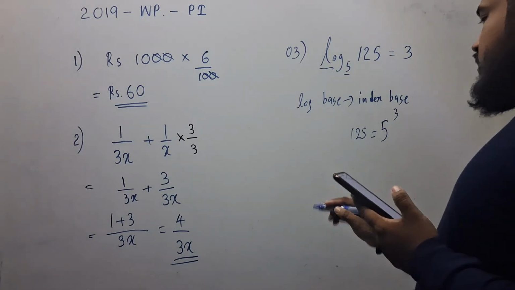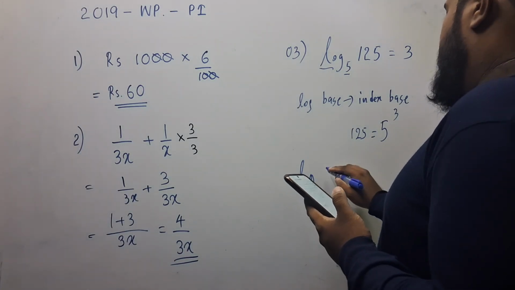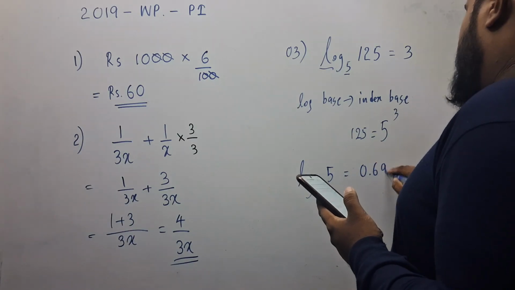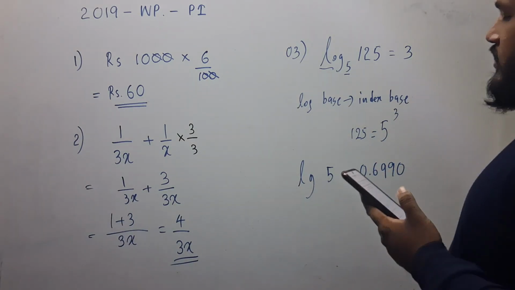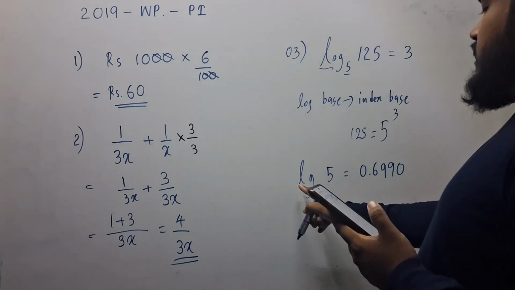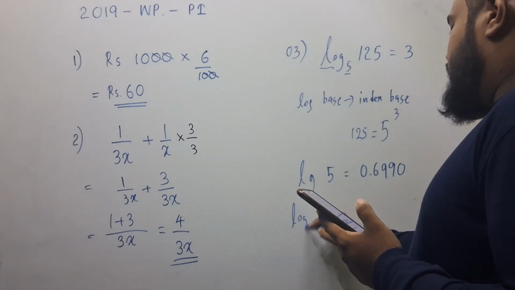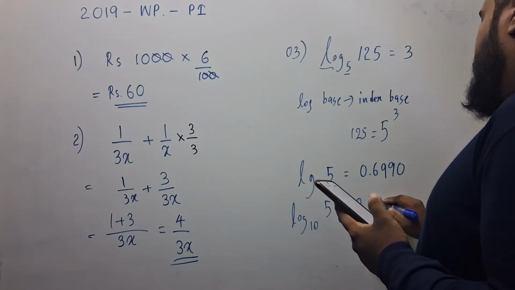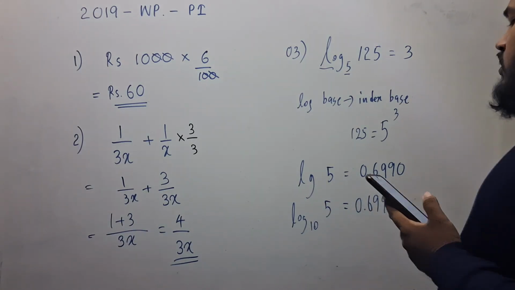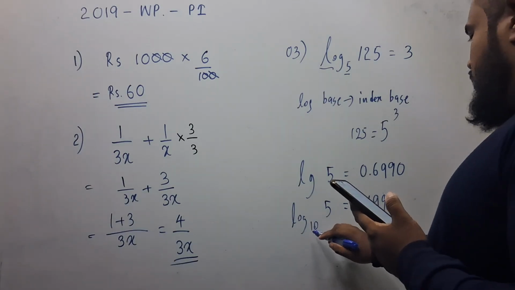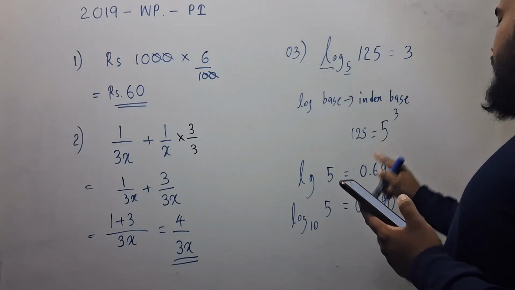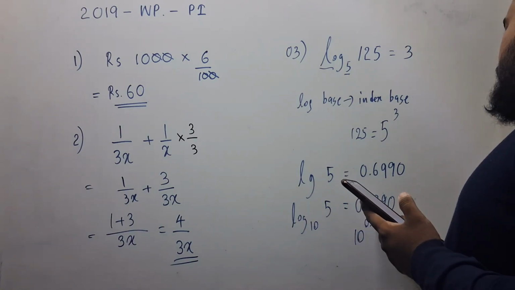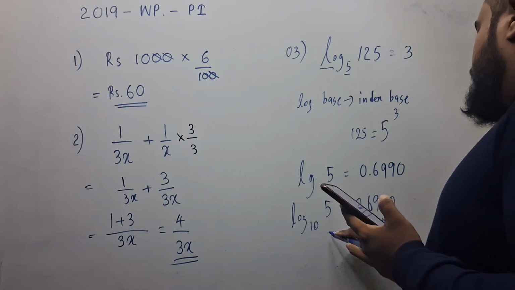Think you have been given a question like this: lg 5 equals 0.6990. Now you cannot see a base, but you must understand lg means log base 10. Log base 10 of 5 is 0.6990. Now what you have to do? You have to make this log base the index base. So your index base is 10. 10 to the power 0.6990 is 5.